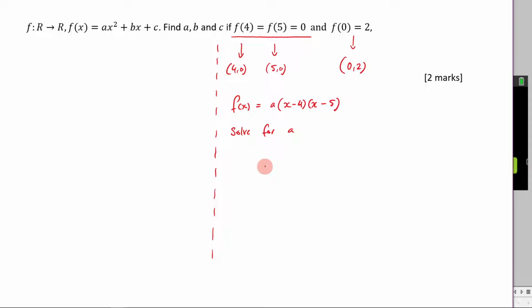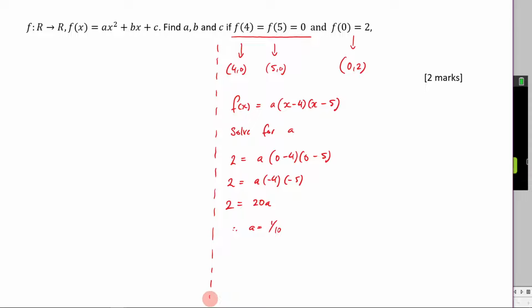So to solve for a, I'm going to put 2 there and I'm going to put 0 there. Now the numbers here are pretty small, so we can do this by hand. This is going to end up being 2 is equal to a times negative 4 times negative 5. That's going to be 2 is equal to 20a, therefore a will be equal to 1 on 10. So as you can see, that one isn't too bad. We're going to end up with a being equal to 1 on 10 there.